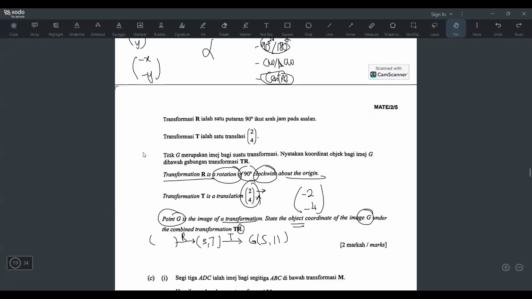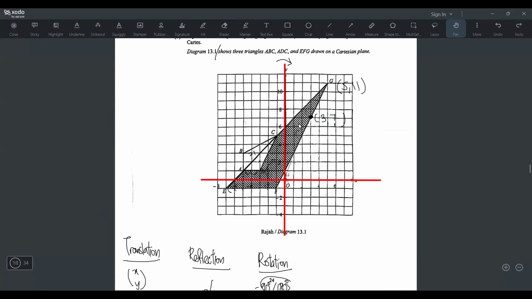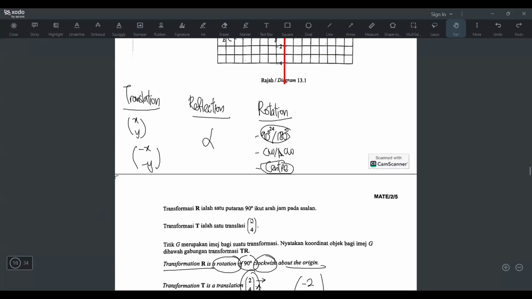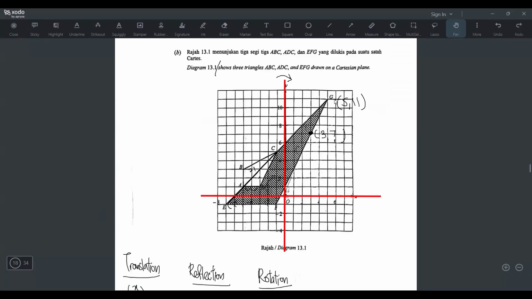So I hope you all understand why I have to reverse the sign like this. It's because they give you the final answer. The one they give you here, G, is after the translation. You have to do it in reverse because they want you to find the object. You want to find the coordinate before the translation. So that means if you start from (3, 7) and you do the translation, you will end up with G. But we have to find it backwards. That's why we do it in reverse, (-2, -4).